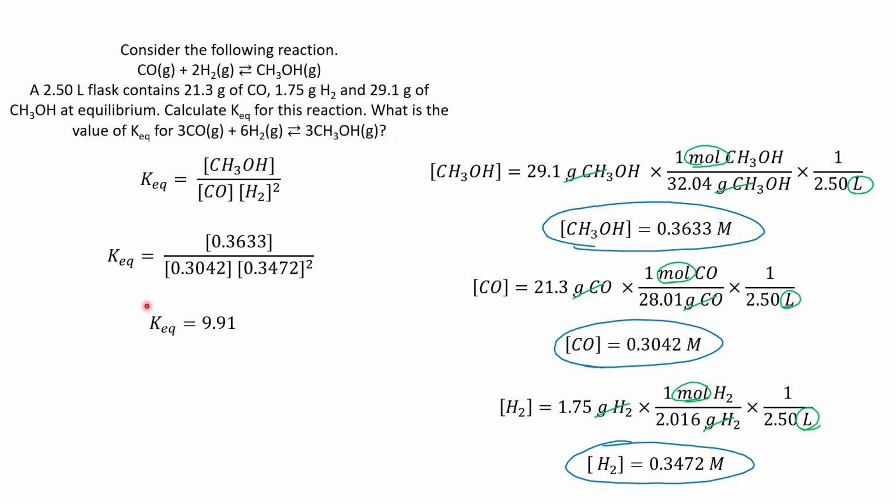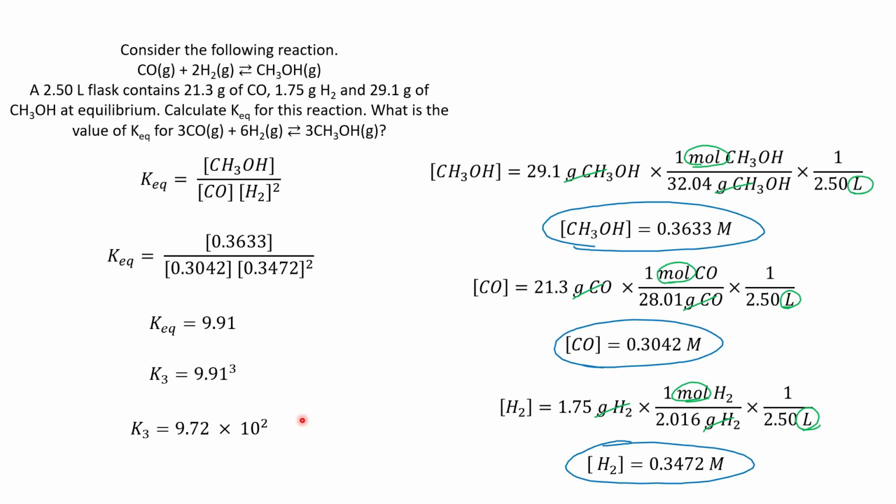Remember, when you multiply through by a factor, that becomes a power when you're talking about KEQ. So my K3 here is going to be 9.91 raised to the third power, which gives me a K3 of 9.72 times 10 to the second. That is a very common twist on calculating KEQ: first you have to calculate concentrations.